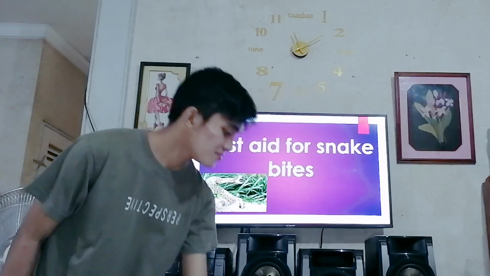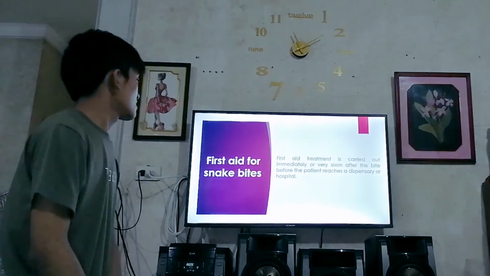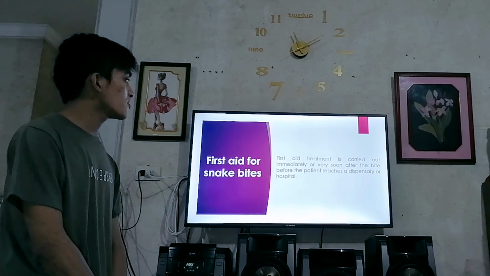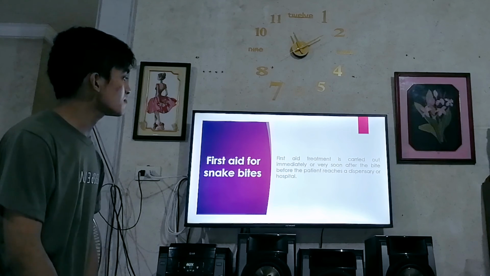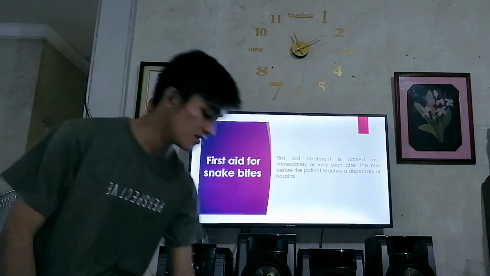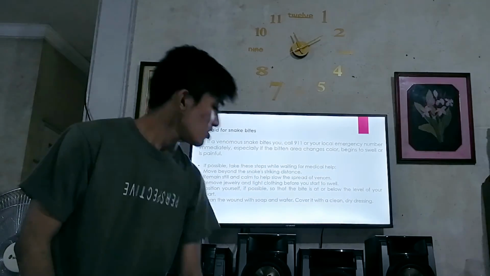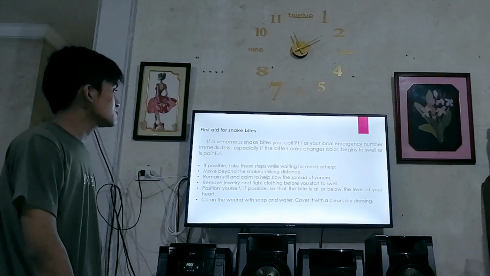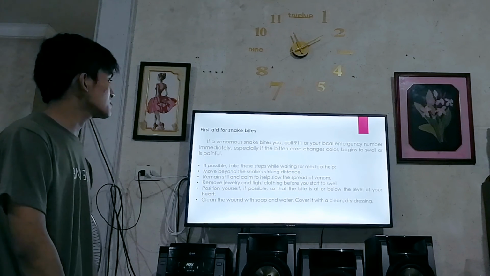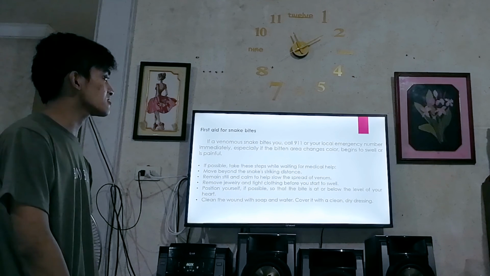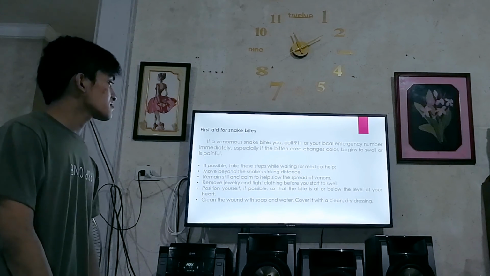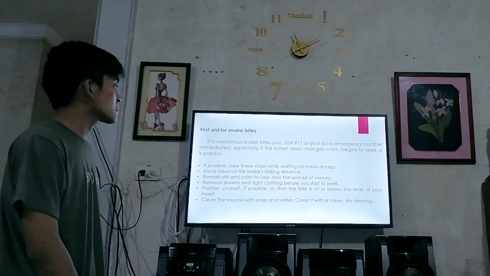First aid for snake bites. First aid treatment is carried out immediately or very soon after the bite before the patient reaches a dispensary or hospital. If a venomous snake bites, call 911 or your local emergency number immediately, especially if the bitten area changes color, begins to swell or is painful. If possible, take these steps while waiting for medical help.